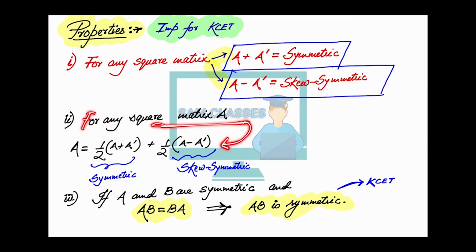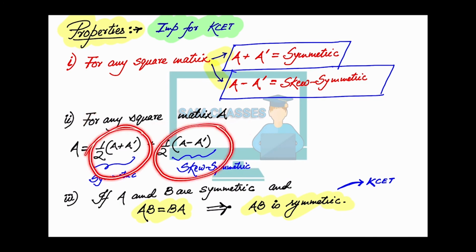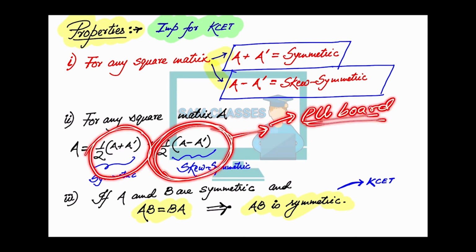Now, for any square matrix A, understand, every square matrix A can be written as the sum of a symmetric part and a skew symmetric part. So very important, a lot of questions each year are asked in your PU board also, as you're writing the PU boards. This question is pretty common, and for the people preparing for KCET, this is also very important.